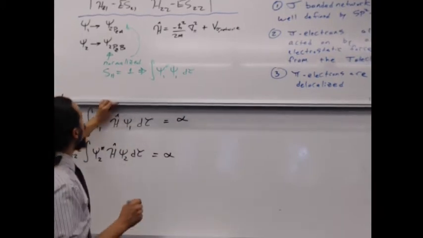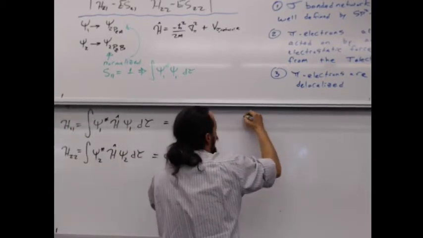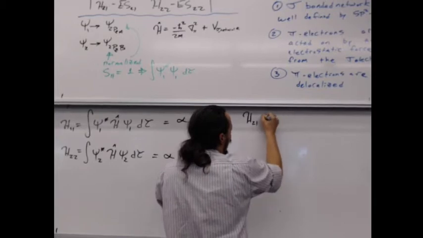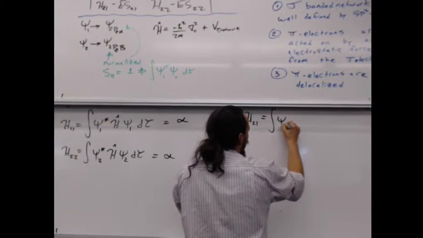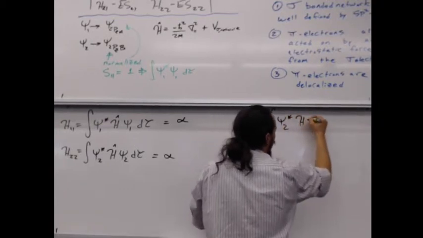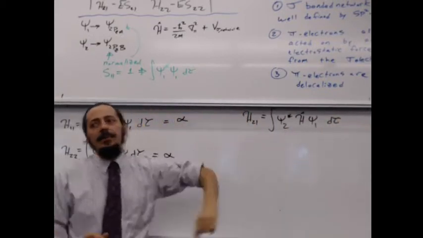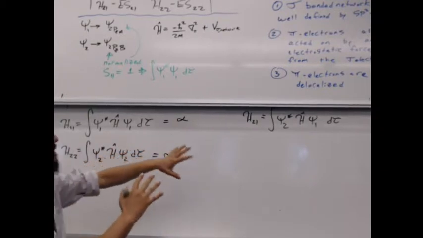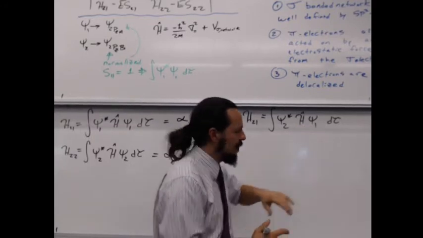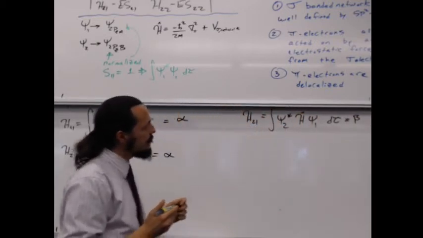This leaves us with two other parts we need to worry about. That is the H21. And we're going to do the same thing. We're going to have some integral: psi2 star H psi1. And we can't actually simplify that much more than that, because if we don't know what that potential field due to the sigma electrons looks like, I can't say how this is going to operate on it. So again, I just define this as some beta.